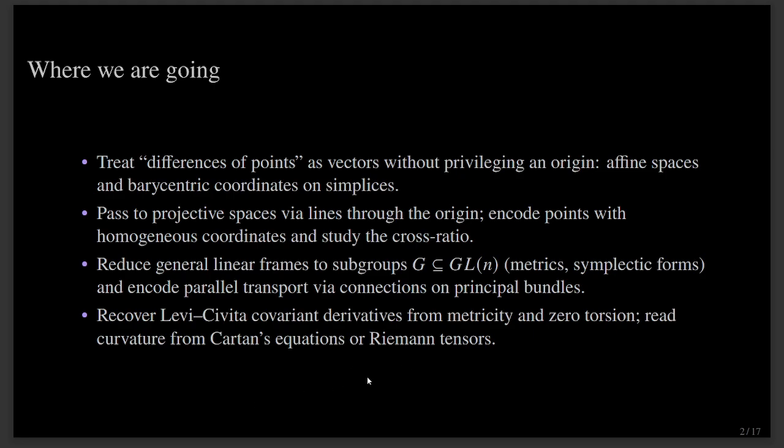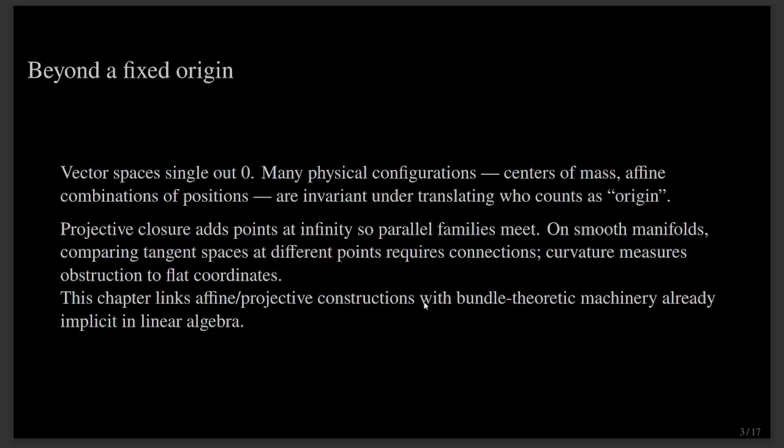So you can think of Levi-Civita connection on the Riemannian metric, just as metricity plus zero torsion. This will help us measure intrinsic curvature by Cartan equations or the Riemann tensors. Right. So the vector spaces, again, privilege zero, the zero vector, and many configurations like center of mass or position coordinates are invariant under translation. So we can take advantage of this invariance or this symmetry.